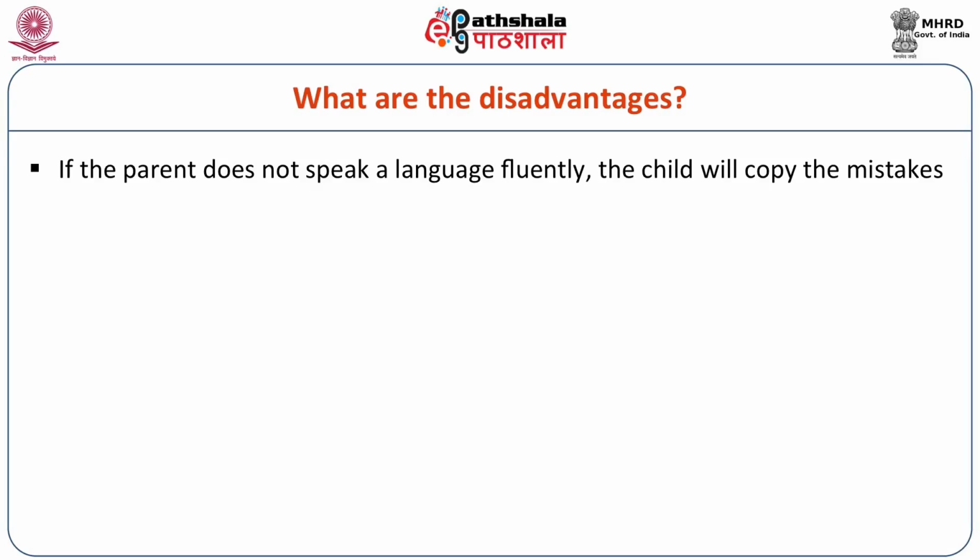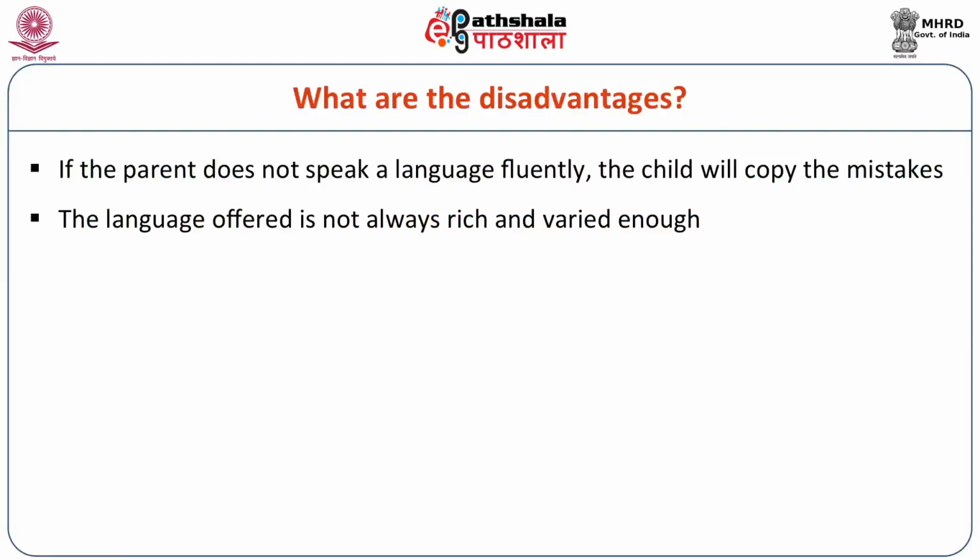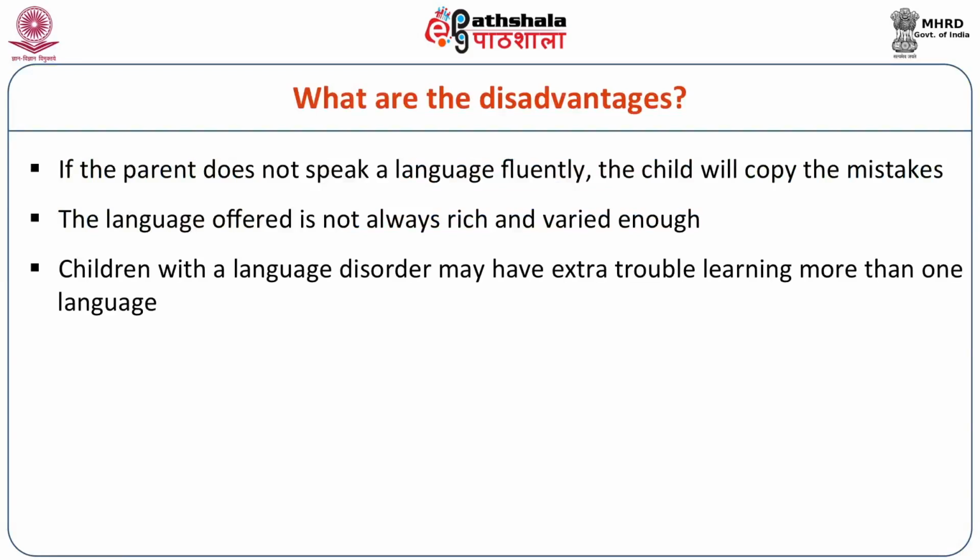If the parent does not speak a language fluently, the child will copy the mistakes. Suppose a person who cannot speak the correct way of English, his pronunciation is faulty, he uses wrong grammatical sentences, the child instantly copies that, and afterwards it becomes very difficult to correct him. The language offered is not always rich and varied enough. Children with a language disorder may have extra trouble learning more than one language.